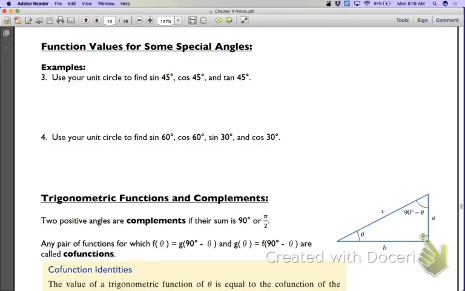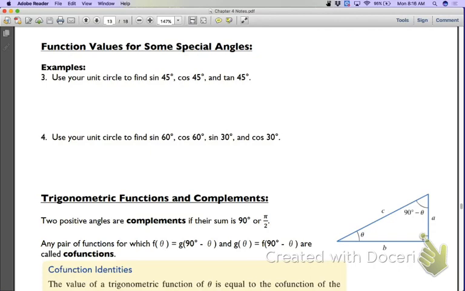So the second part of 4.3, function values for some special angles. This is a lot of the same stuff that we already talked about when we dealt with the unit circle project. So it says use your unit circle. You don't have a unit circle, but you have one, like we've talked about with your left hand, as far as where everything's going to go.